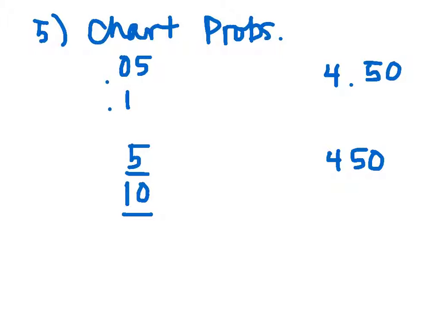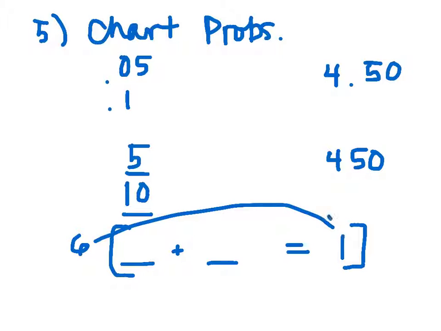And also, remember in the work problems, the equation is always going to equal 1. The part plus the part is going to equal 1. And when you multiply it by the LCD, let's say the LCD was 6, you also need to multiply this side by 6.